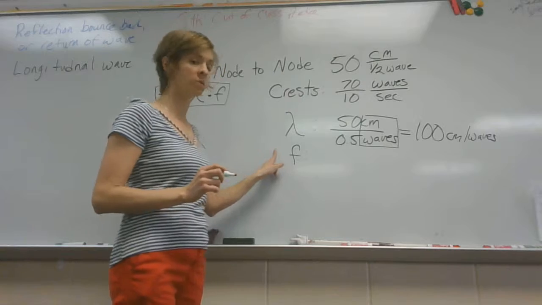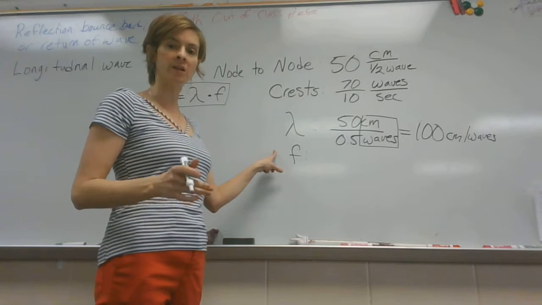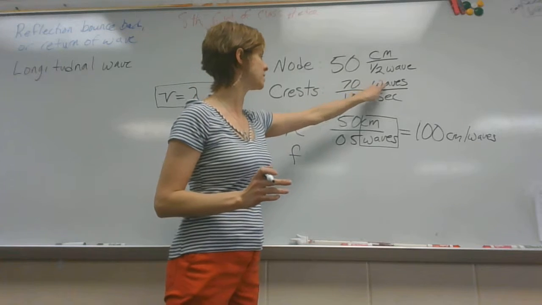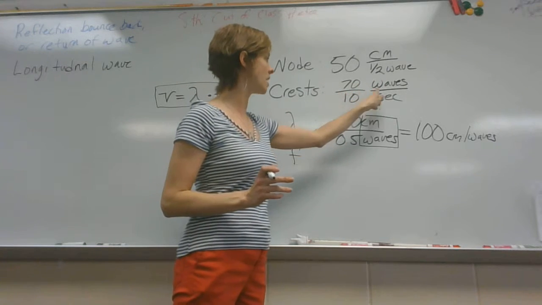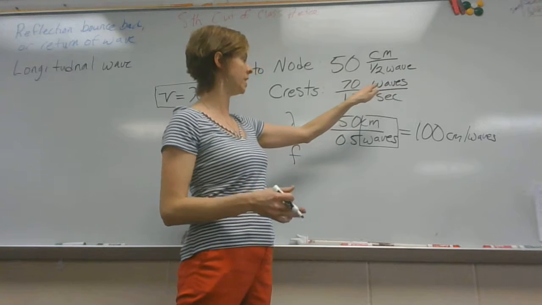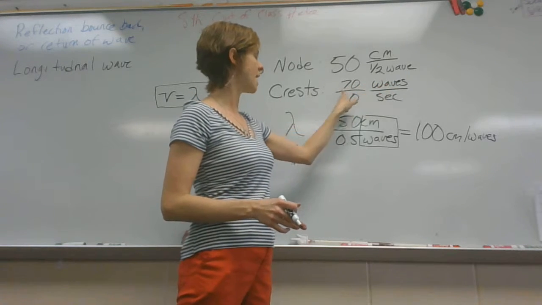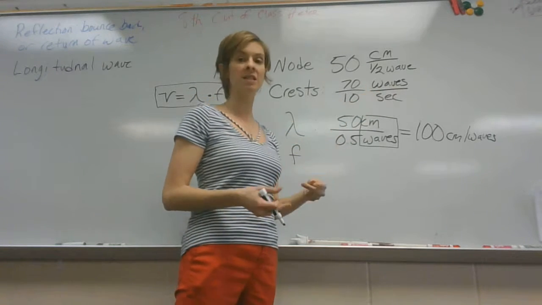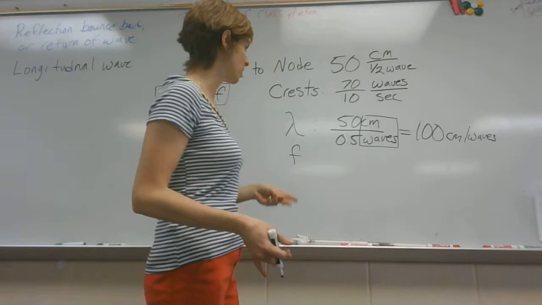Okay, now for frequency, again, we look to our units to figure out what we're going to do. We have 70 waves every 10 seconds. This line, again, means in a, or per, or each. Okay, 70 waves every 10 seconds, each 10 seconds, per 10 seconds. And this line also means divide. So we're going to set up our equation like that.